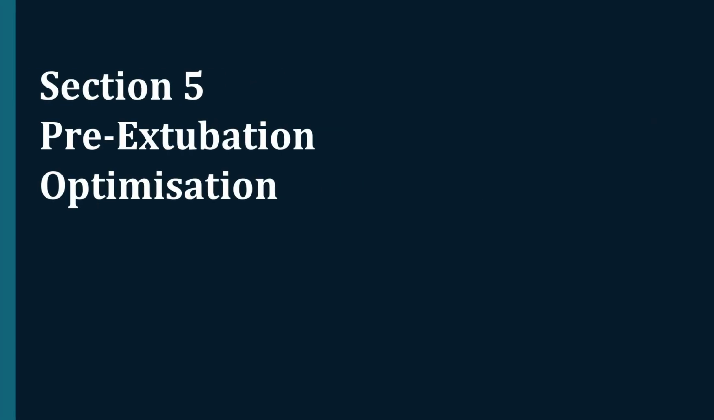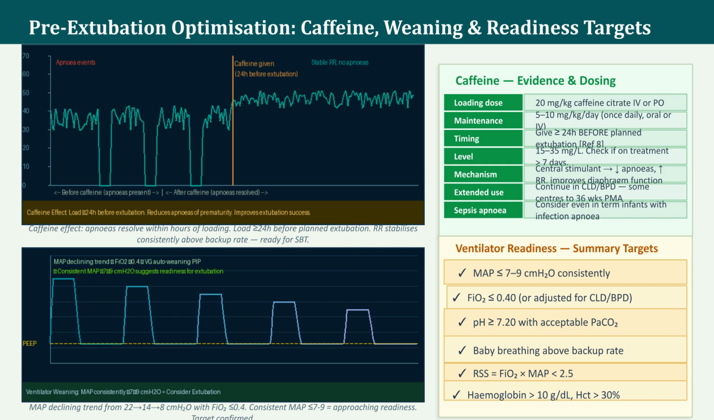Section 5 details pre-extubation optimization, covering caffeine, ventilator weaning strategies, and readiness targets to improve extubation success. Caffeine is dosed at a 20 mg per kilogram loading dose, IV or PO, given 24 hours before planned extubation. Maintenance is 5 to 10 mg per kilogram per day. Target levels are 15 to 35 mg per liter, improving central respiratory drive. Ventilator readiness targets include MAP at or below 7 to 9 cmH2O and FiO2 at or below 0.40.